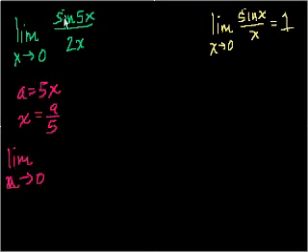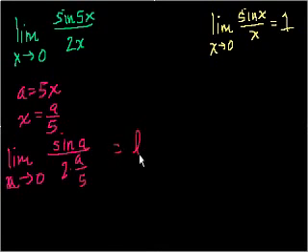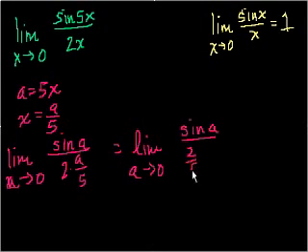So it's the limit as a approaches 0 of sine of a over 2 times x, but x is a over 5. So it's 2 times a over 5. And so that is equal to the limit as a approaches 0 of sine of a over 2/5 a.